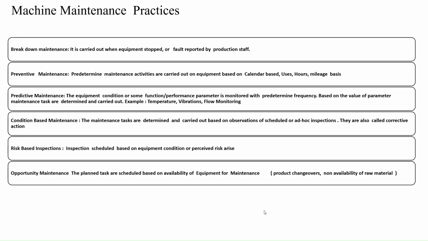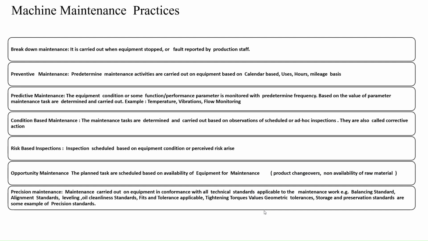Precision maintenance. Maintenance activities are carried out in strict adherence to technical standards governing equipment operation and reliability. This includes balancing and alignment standards, oil cleanliness regulations, fits and tolerances, torque tightening specifications, geometric tolerances, as well as storage and preservation guidelines to ensure optimal equipment performance.